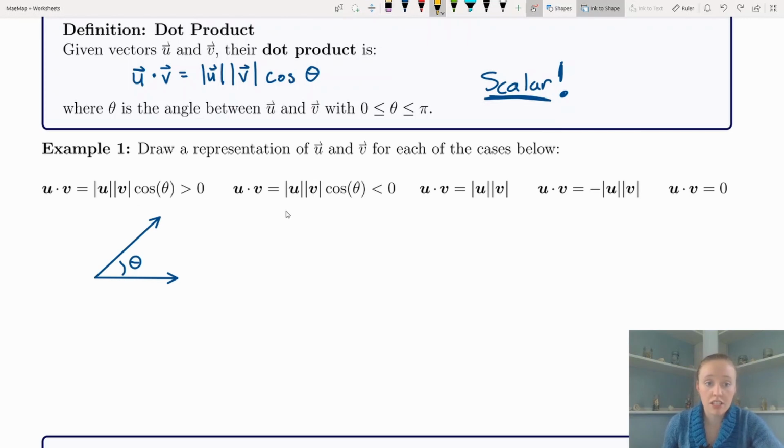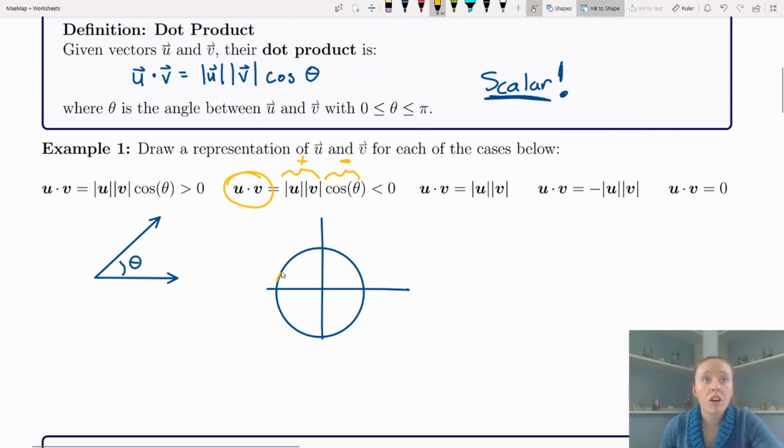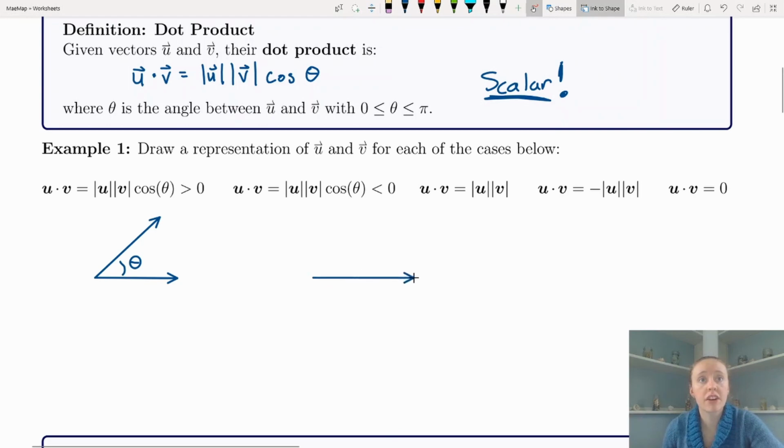So now, continuing on, the magnitudes are always positive, so the only thing that makes this dot product less than 0 would be if the cosine of theta is negative, which, if you remember from that unit circle, is going to happen over here in that second quadrant. So between pi over 2 and pi, because remember, we're only looking at that upper half. So if you think about drawing vectors like that, if this is vector u, vector v will form an obtuse angle. So it'll be an angle that's greater than 90 degrees.